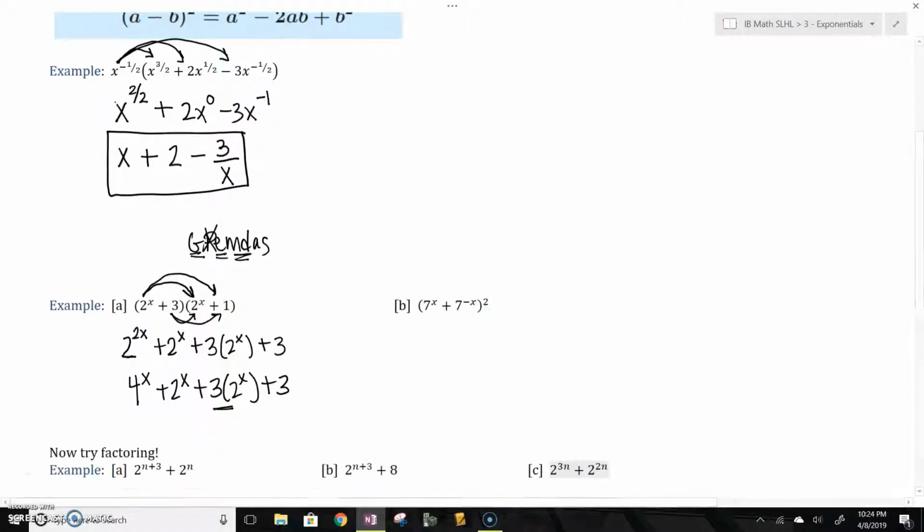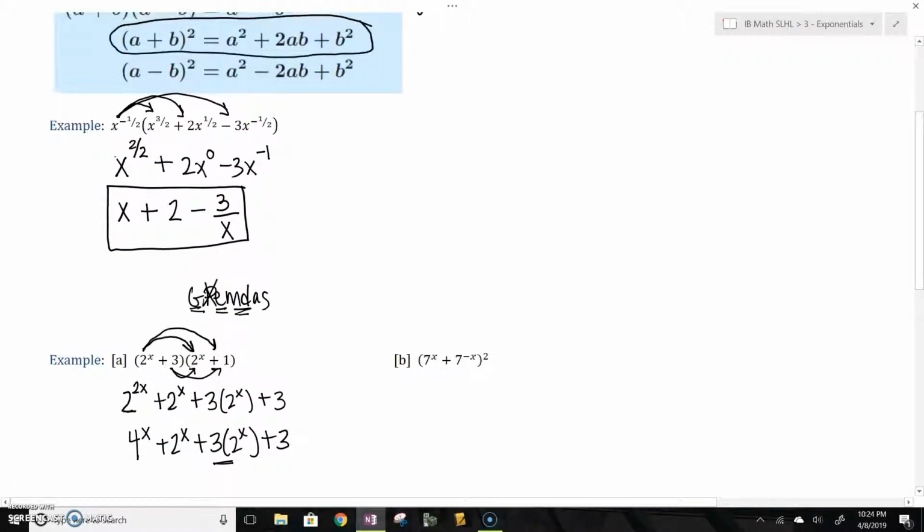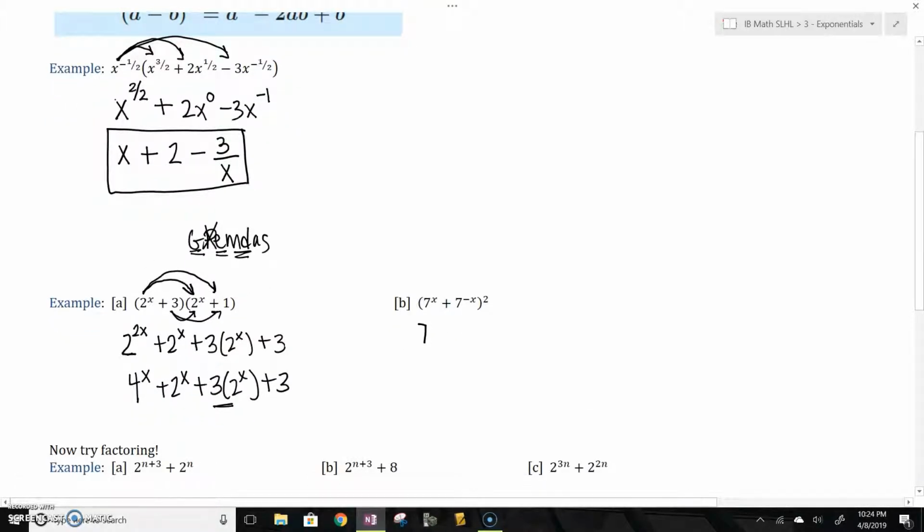I could say we're going to square the first term. So 7 to the x times 7 to the x is just like we had earlier, 7 to the 2x, right? Then we're going to multiply them together, and then we double it. So 2 times, what do you get when you multiply 7 to the x and 7 to the negative x? You'd have the same base, 7, and then you'd have x minus x, same base, you add the exponents, so 7 to the 0. And then plus the last one squared, so 7 to the negative 2x.